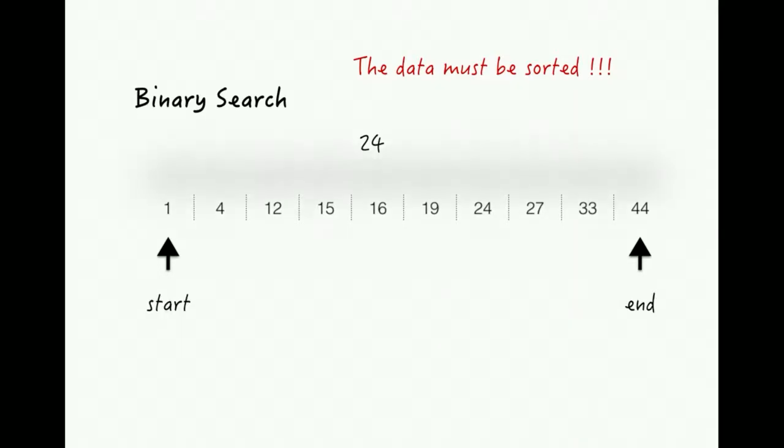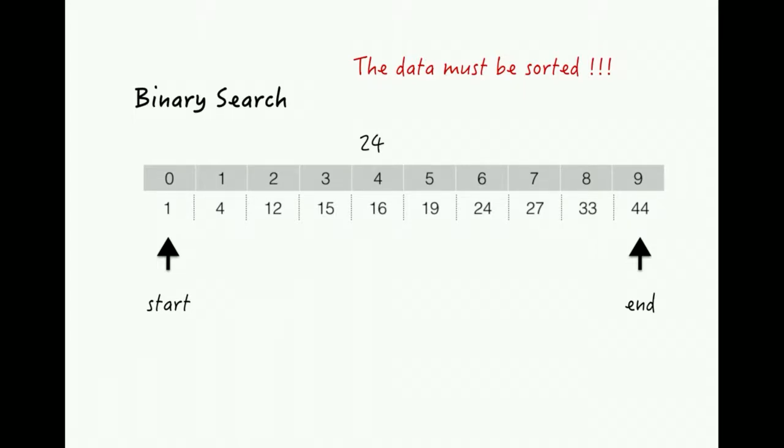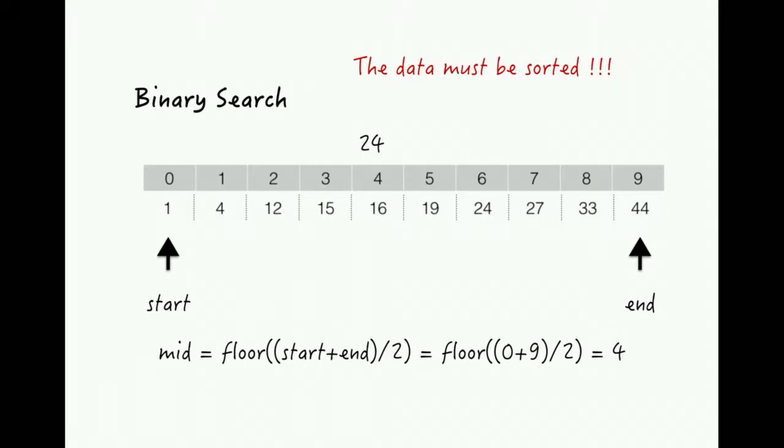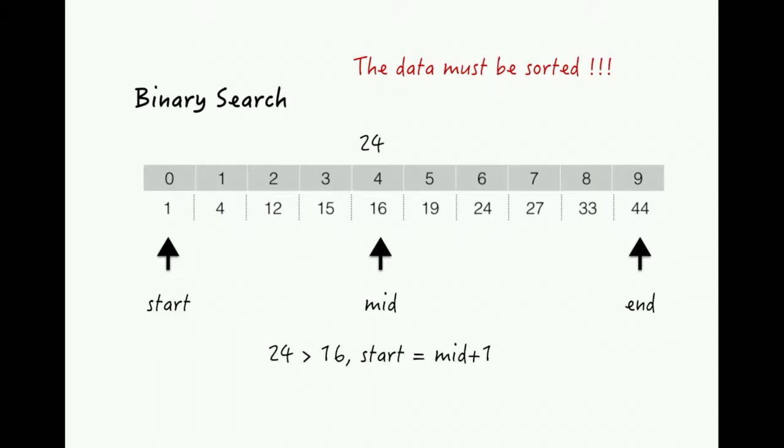Since we know the position of each digit, in this case the position of start is 0 and end is 9. Therefore, the midpoint of them is 4. Then we compare the value of this midpoint to our target number. We found that 24 is bigger than 16, so we know that the 24 must be in the right half of this range, because the data is sorted. So we reset our start pointer to position 5, which is 1 after the midpoint.